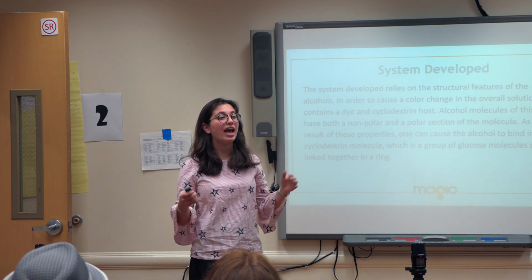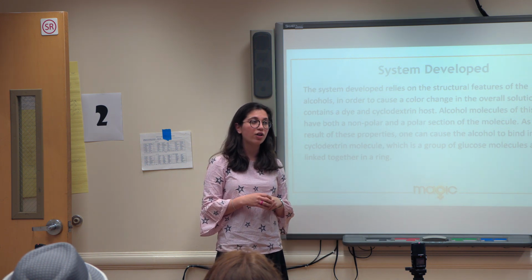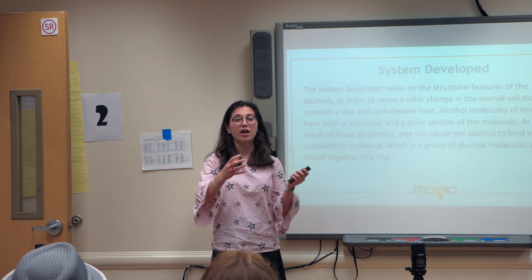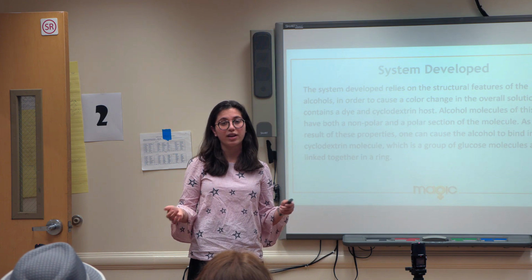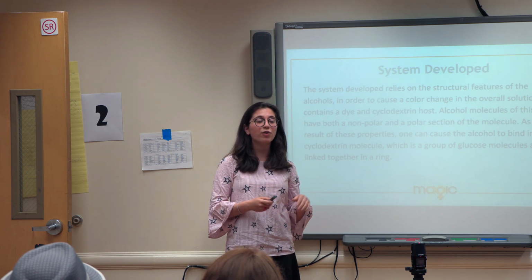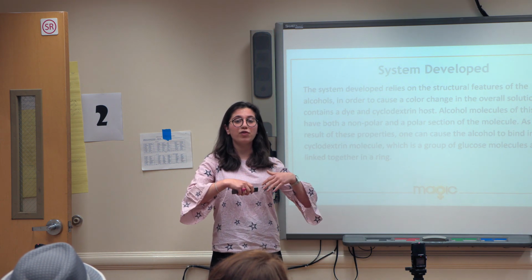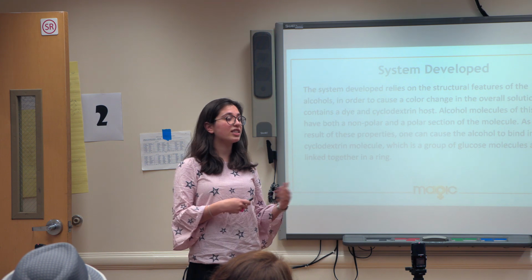So when you would add alcohol to these molecules, the nonpolar section of the alcohol will be trying to move away from the water. Because the nonpolar section of the alcohol, water is polar, the alcohol wants to move as far away from the polar water. Therefore, it's going to embed itself within the cyclodextrin ring. So the alcohol is trying to move away and will embed itself within the cyclodextrin ring. Now, how do we use this to detect alcohols?